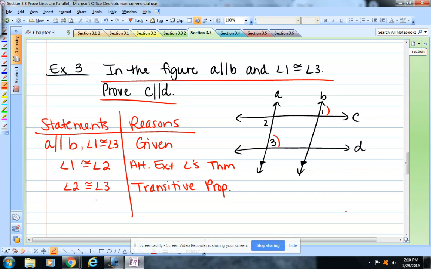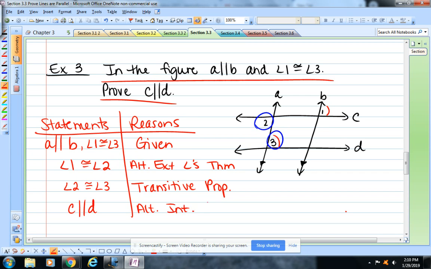Now I know 2 and 3 are congruent to each other. Well, look at 2 and 3. What's their relationship? They're alternate interior angles again between C and D, aren't they? Right? So I can say what about C and D? They're parallel. And that's what I'm trying to prove, isn't it? Now, why can I say that? Alternate interior angles, converse theorem. You have to use a converse theorem to prove parallel.